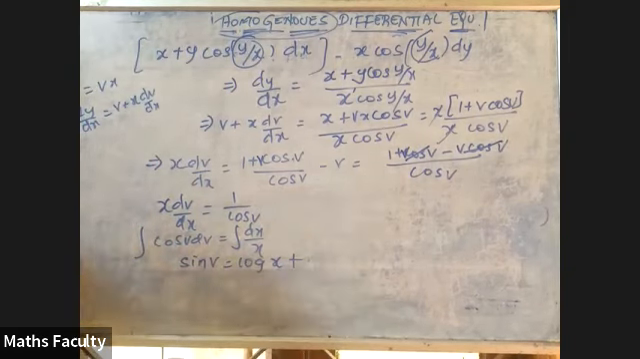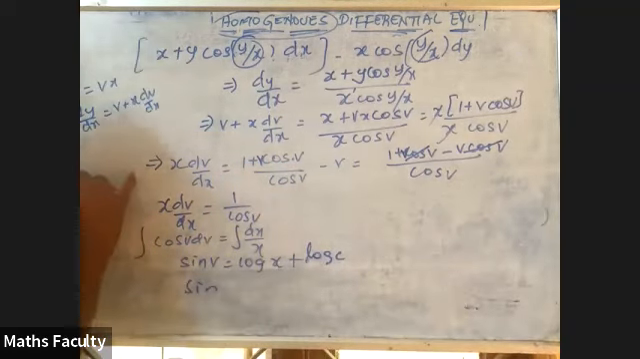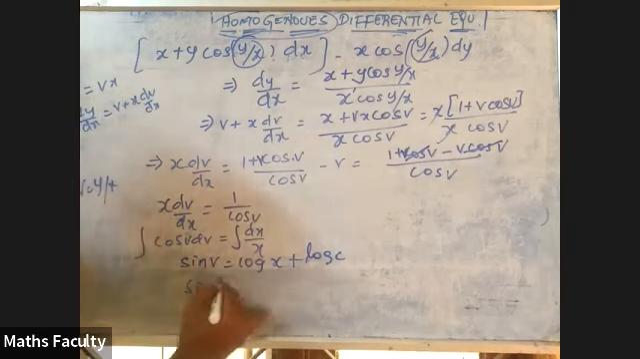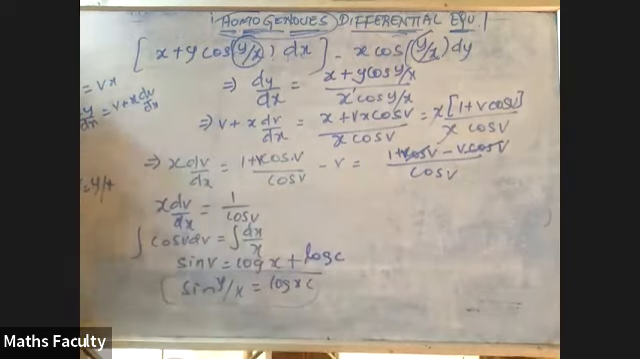You can take this as log c. Then log x plus log c is log xc. At last, v is y by x, so sin y by x is equals to log xc. That is the answer. This is the solution.